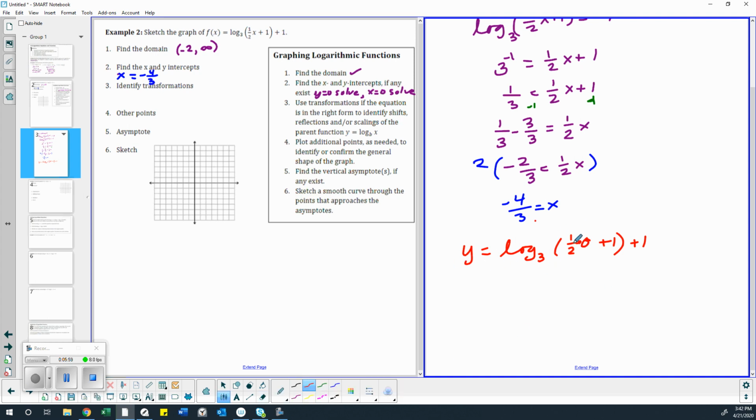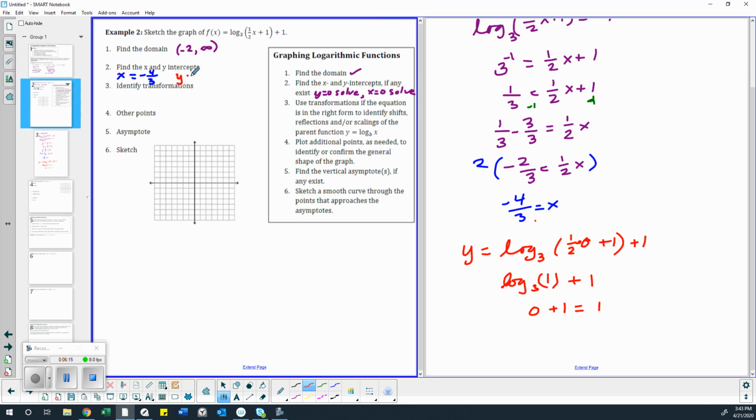this turns into 0. So we're doing log base 3 of 1 plus 1. Well, log base 3 of 1 is 0 because 3 to the 0 power is 1. And 1 plus 0 plus 1 is 1. So our y-intercept is at 1.